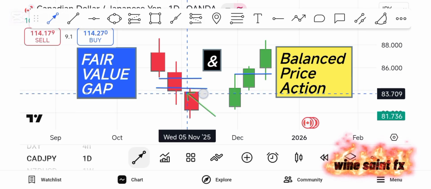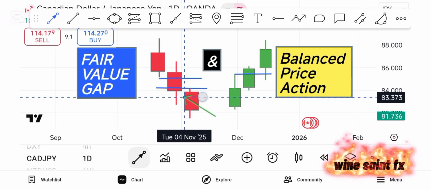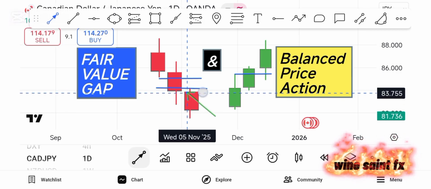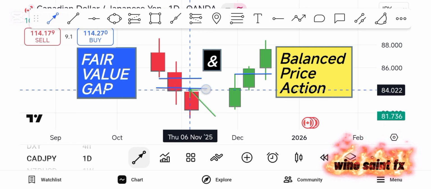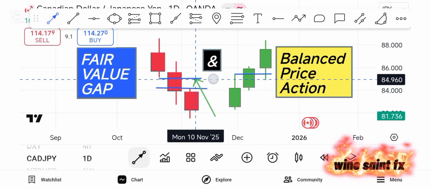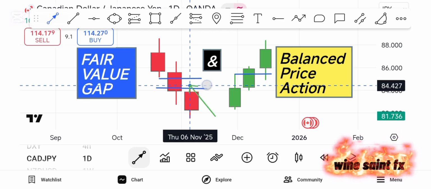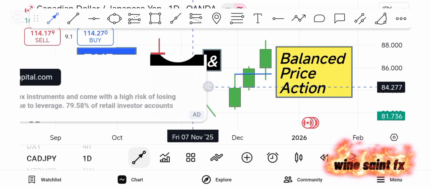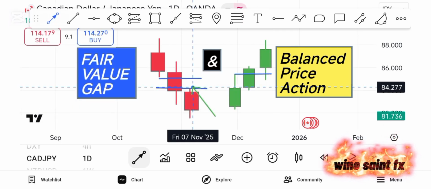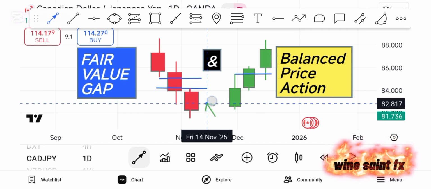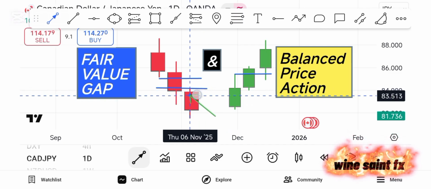Fair value gap, on my previous video you saw price going and it will still come to mitigate at least 50% of the fair value gap, then price continues with the prevailing trend. So that's what we call a fair value gap.